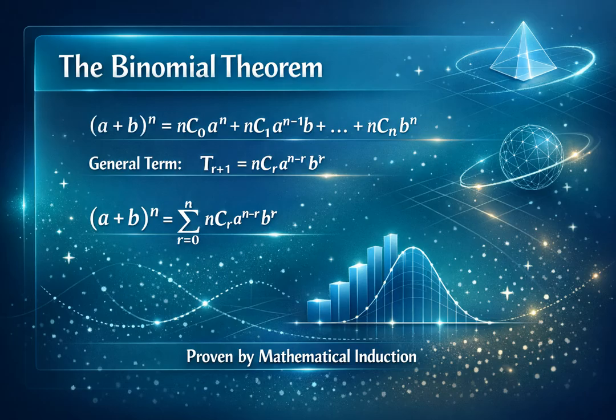The binomial theorem states (a + b)^n equals nC0 times a^n, plus nC1 times a^(n-1) times b, plus nC2 times a^(n-2) times b^2, continuing until nCn times b^n. The general term is T_(r+1) equals nCr times a^(n-r) times b^r. This is proven using mathematical induction.